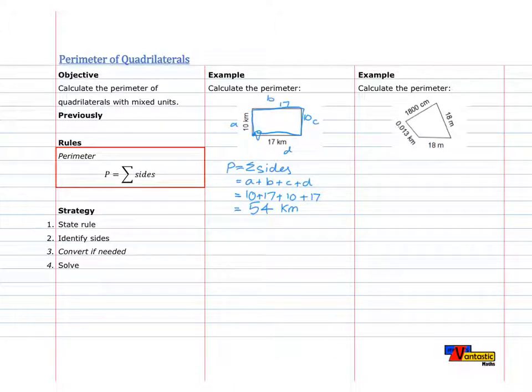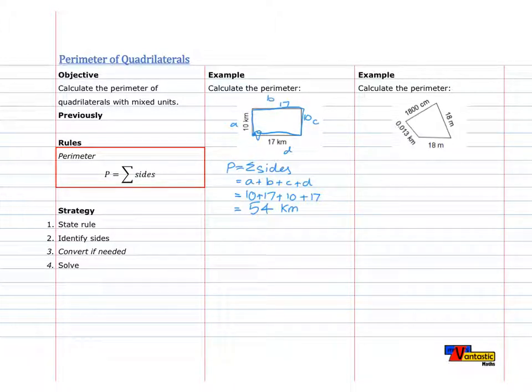Now let's have a look at our second example here. And hopefully you can straight off tell, okay, well, we still have a quadrilateral. We can still use the same rule, but we have some mixed units here. We have centimeters, we have meters, we have kilometers, and we're going to have to deal with that.